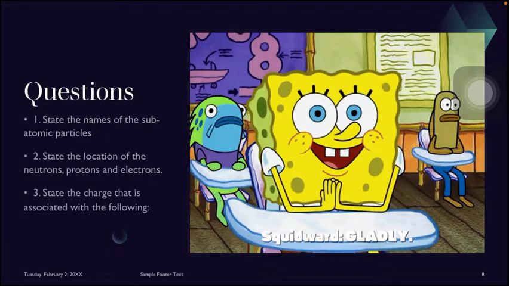Okay, so if what you have written down is that the protons and neutrons are actually inside the nucleus, that means you're correct. And if you're saying that the electron is always outside of the nucleus, that means again you are correct. Okay, the third question reads, state the charge that is associated with the protons, neutrons, and electrons. So again, you can just pause this video and write down your answers.